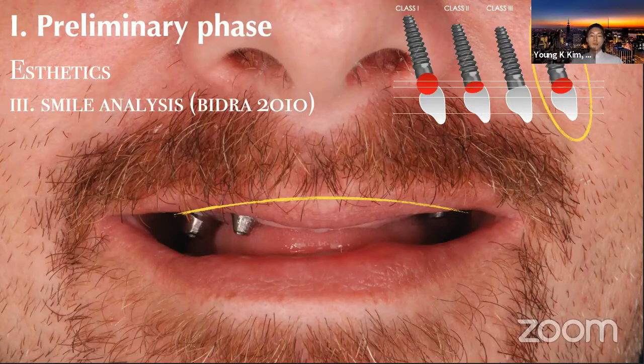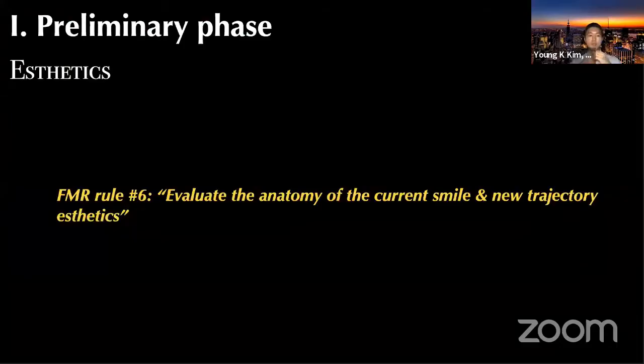So, in the setting of full mouth implant rehabilitation, like a hybrid, a fixed complete denture, it's absolutely critical to extend the patient's smile, sort of exaggerating the lip posture. Because unless we know the maximum ending of the lip, we can't really have a successful reconstruction. It may lead to some aesthetic disaster. So rule number 6 would be evaluating the anatomy of the current smile and the new trajectory aesthetic plan.